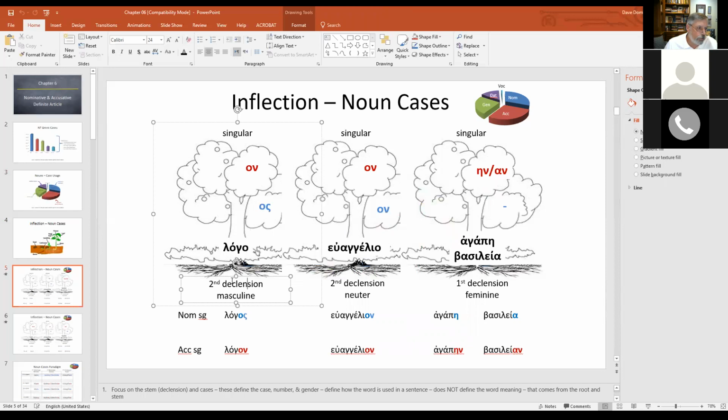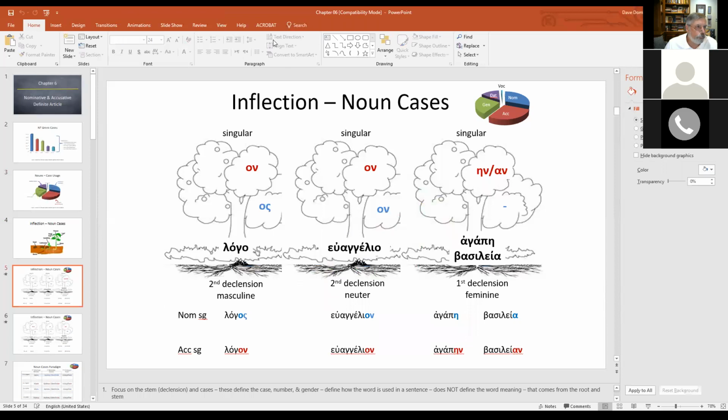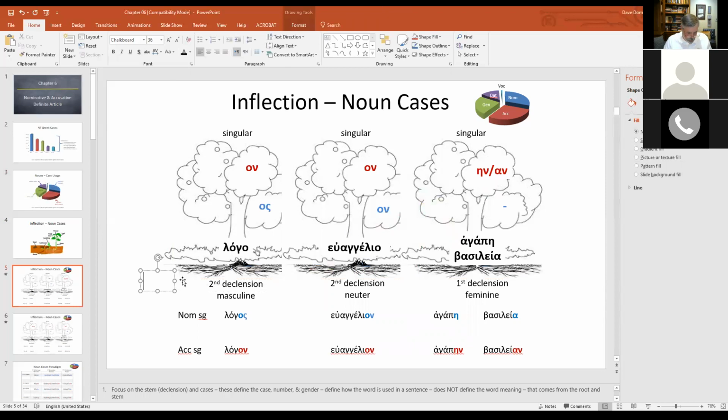So the actual root here is, let's see if I can write it. I didn't put the roots in here because, I don't know, I just didn't do it. Here's the root. And so the root comes out of the ground. It adds a little, what's called a stem ending, the omicron. And then we add these leaves to it. The omicron sigma, I made it blue.